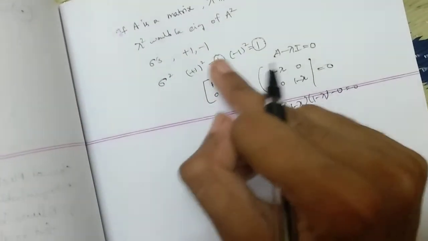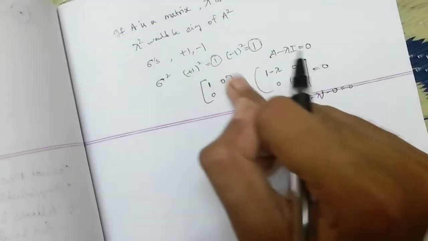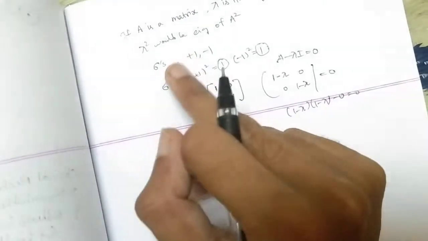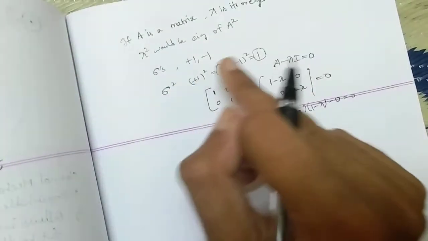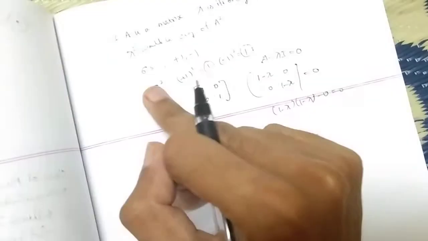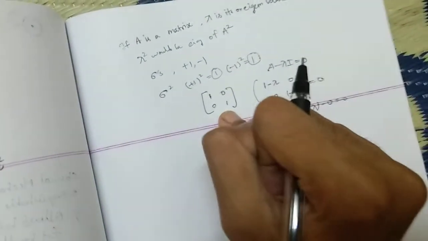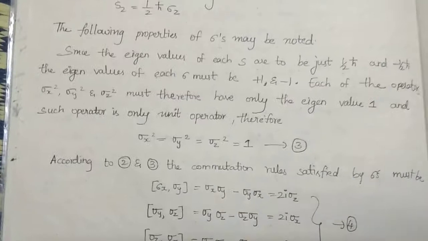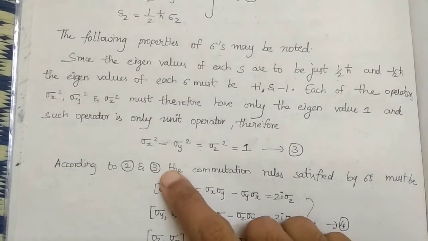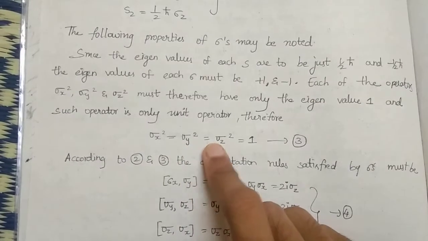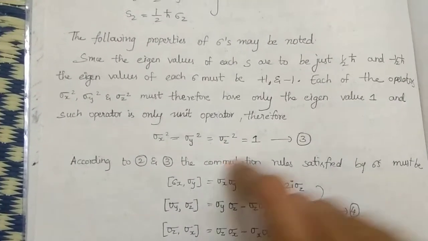So the identity matrix is the only matrix which has the eigenvalue 1. So as we are getting, sigma squares must have only 1 as their eigenvalue. So the only possibility is sigma squares must be equal to the identity matrix. So therefore we have sigma x square equals sigma y square equals sigma z square equals 1 here.